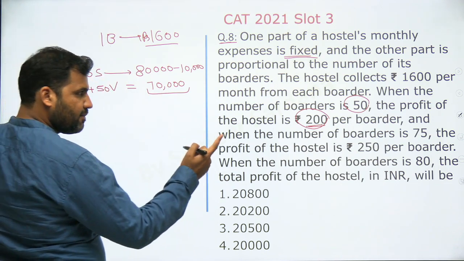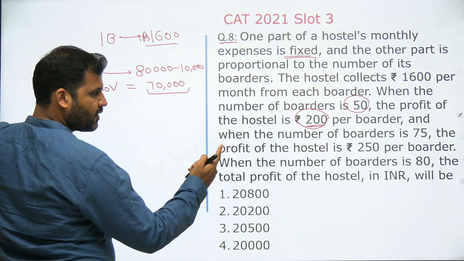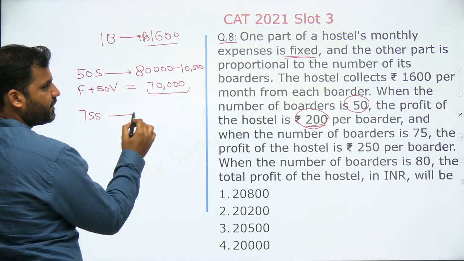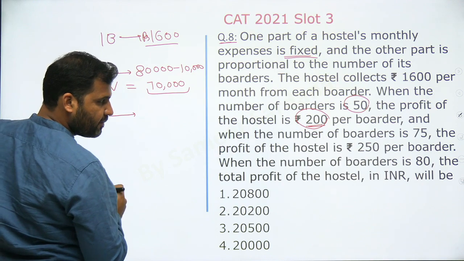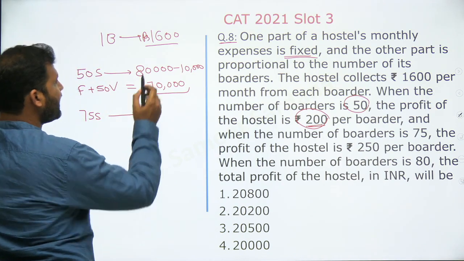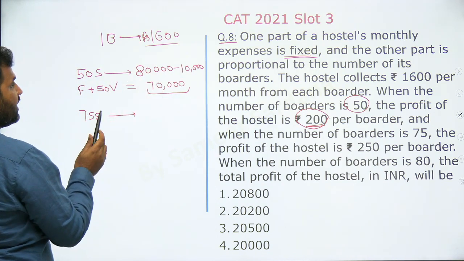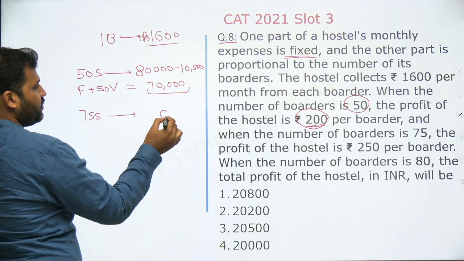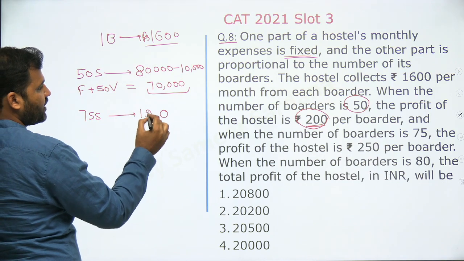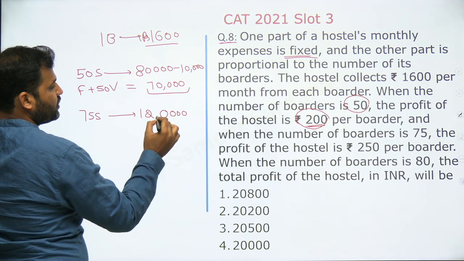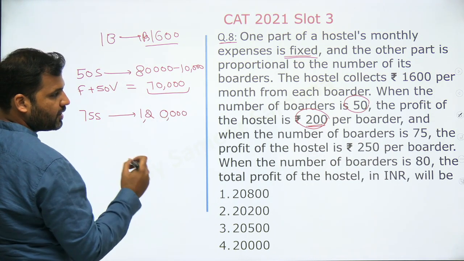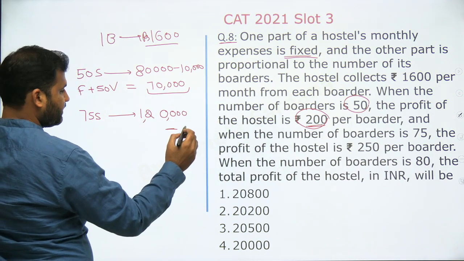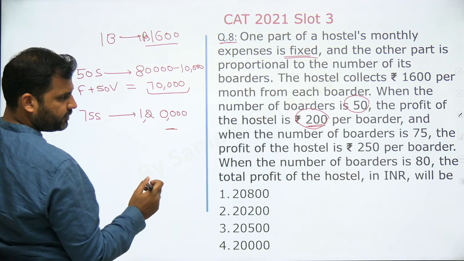And then when the number of students is 75, if I change this total value to 75, in that case the profit of the hostel is 250. You see that your collection is 1600 per student. So 1600 per student from 75 students, what will be the collection? 16 into 75, and this will be 1,20,000. Out of this 1,20,000 rupees, the total profit is 250 per student. So 75 into 250, what is the profit value?